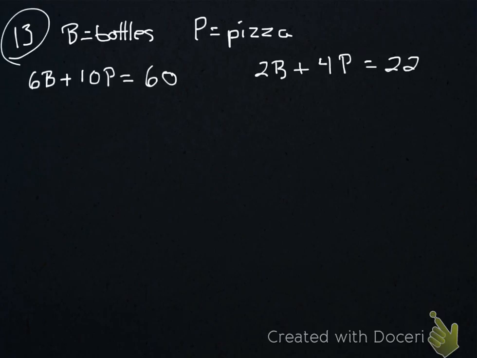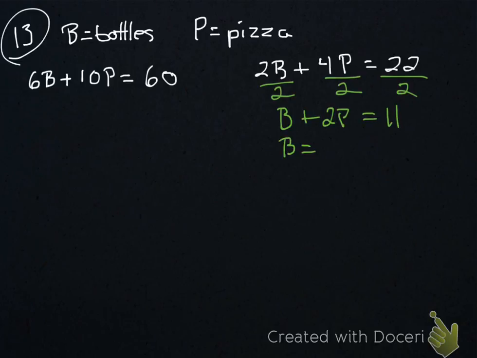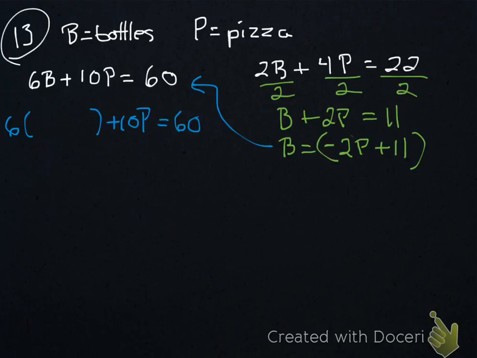Wow, this is a little complex. Actually, not really. I look at that second equation and I notice something. I notice they're all even numbers, so I'm going to go through and divide each of them by 2. And that gives me B plus 2P equals 11. Well, now I can solve that. So B equals to negative 2P plus the 11. Well, now I have an expression for B that I can plug back in. So I have 6 times that B plus 10P equals to 60.